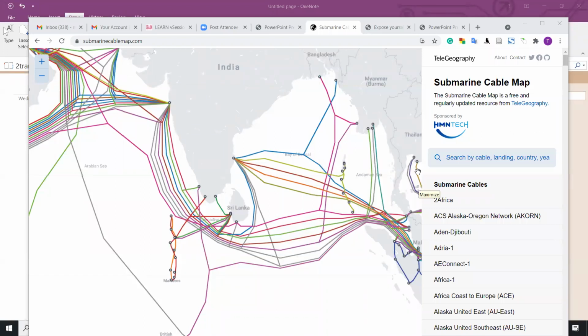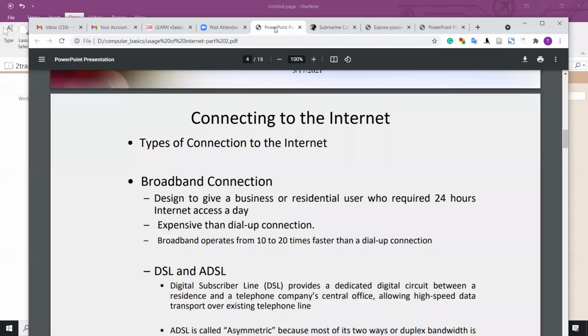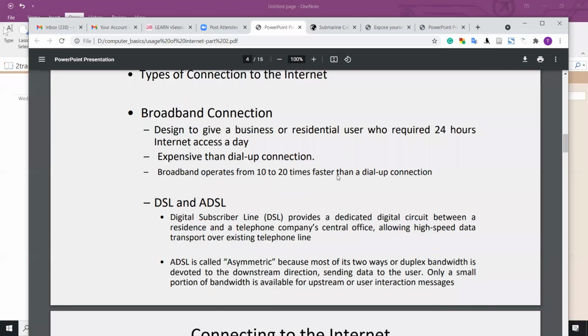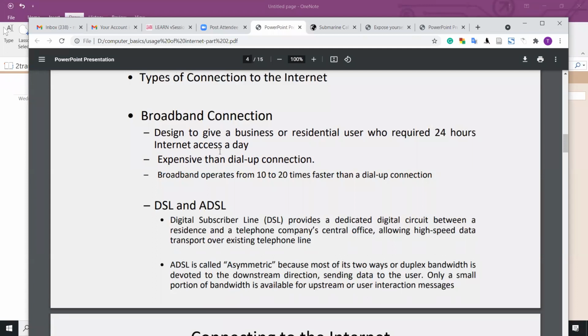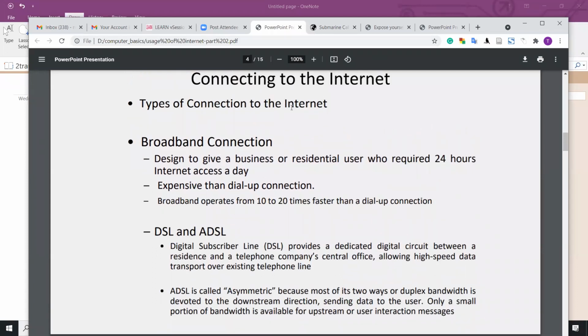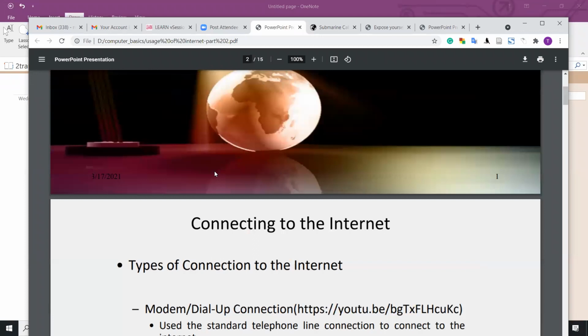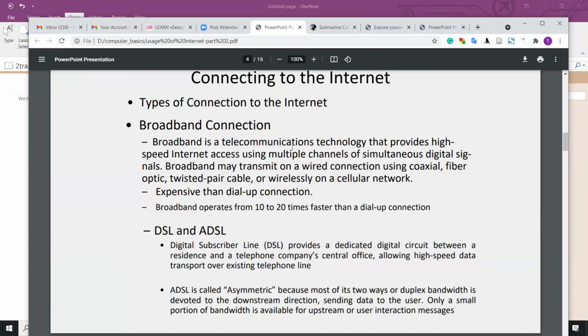Right, and I'll show you what the cables and the structures are also. But basically I need to show the types of internet connections and the technologies they use. So broadband connection, we were discussing broadband connection. What is the meaning of broadband connection? I replaced this slide. Let's see again. Yes, broadband is a telecommunication technology that provides high-speed internet access using multiple channels. So what is the meaning of these multiple channels?